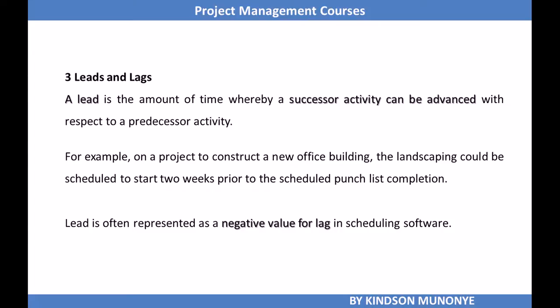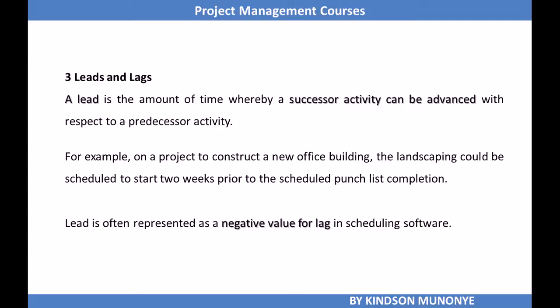Okay, so it means that if you have 2 activities, one comes after the other, but a little time before the first one finishes, you start the next one. So you are not waiting for the predecessor to finish, you start the successor. So that time, both of them are in parallel. You are working on one while the first one has not finished. That period of time is called a lead. The amount of time whereby a successor activity can be advanced with respect to the predecessor. Alright?